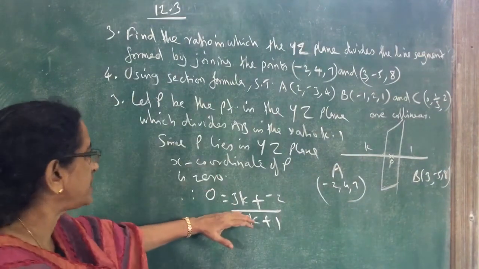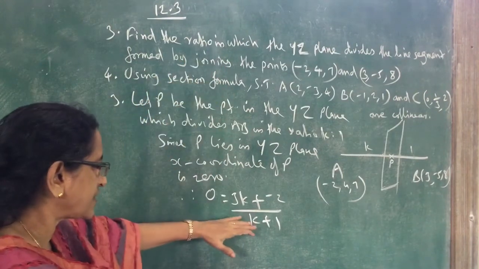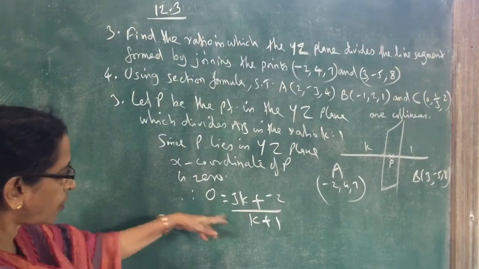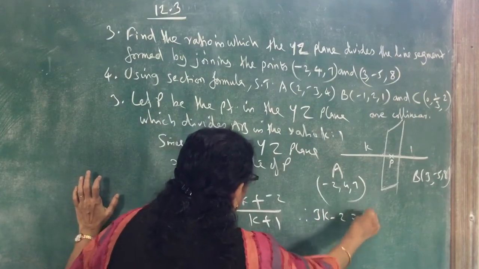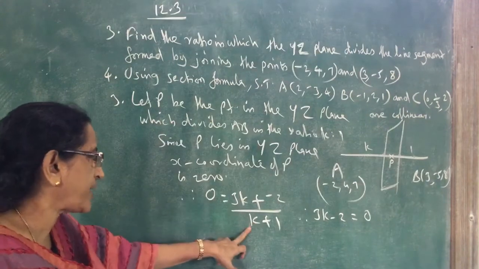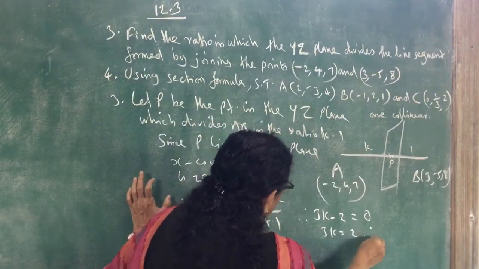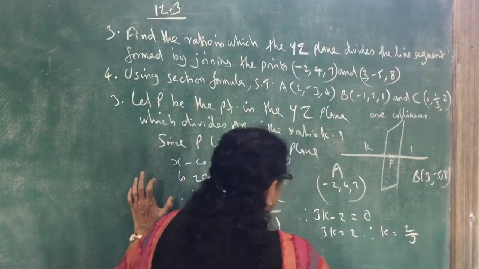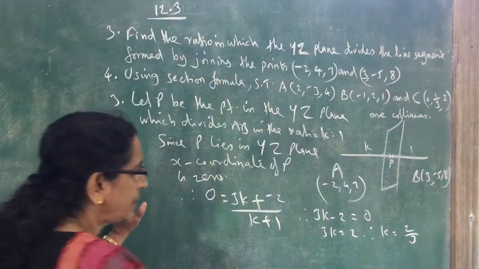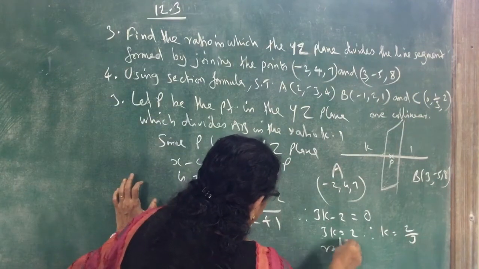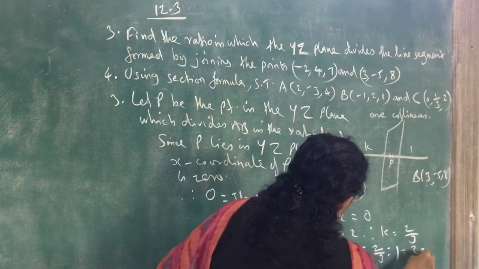Here we want to find only the ratio. So we get k from this by solving. Cross multiplying, we get 3k minus 2 equal to 0, since 0 into k plus 1 is 0. Therefore 3k equals 2, therefore k equals 2 by 3. Therefore the ratio is k is to 1, that is 2 by 3 is to 1, that is equal to 2 is to 3.